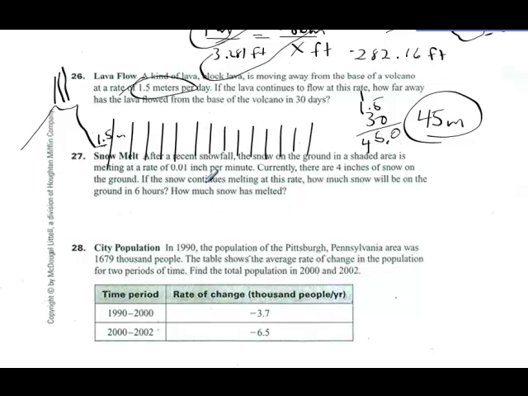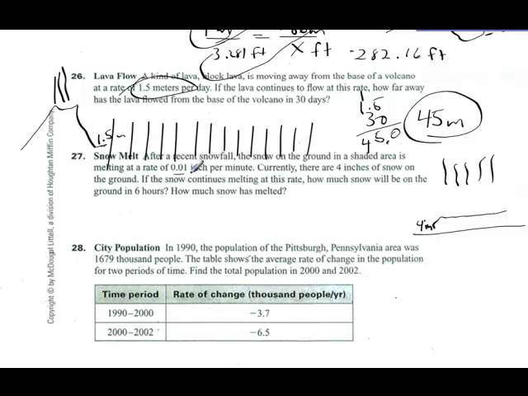Number 27, after recent snowfall, the snow on the ground is melting at a rate of basically 1/100 of an inch per minute. So here's all this snow on the ground, and it's melting because of the heat. There are 4 inches of snow. If the snow continues to melt at this rate, same all the time, how much snow will be on the ground in 6 hours?